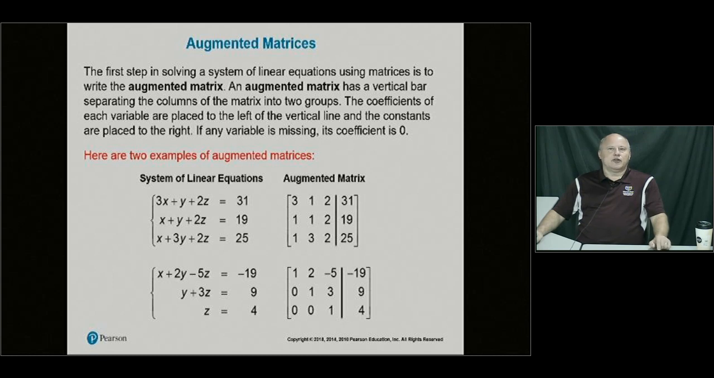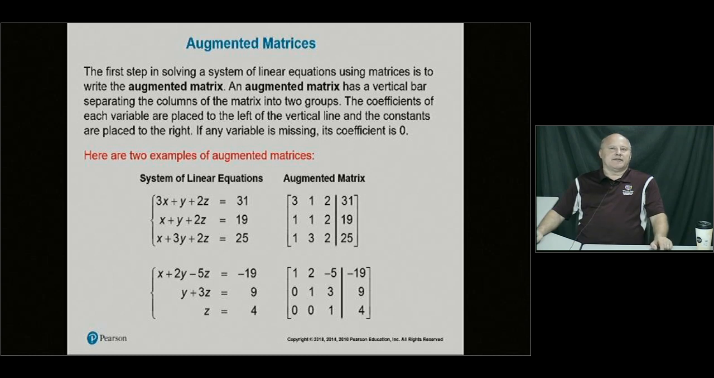0, 1, 3. And on the third equation, both the x and the y are missing, so the first 2 elements in that third row are 0. And then we have a z, so the coefficient in front of that one is 1, so it's 0, 0, 1. And then, of course, that last one, the 4. So the right side of the vertical bar is equal to the constants.